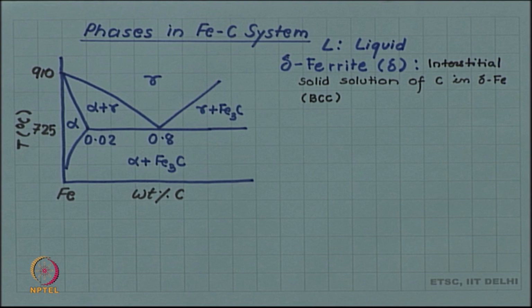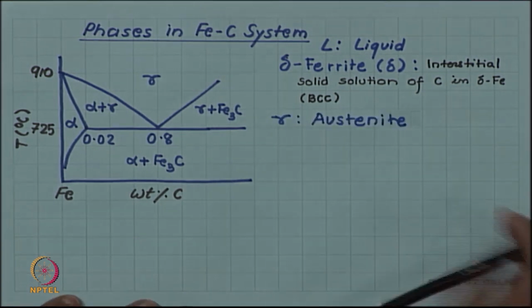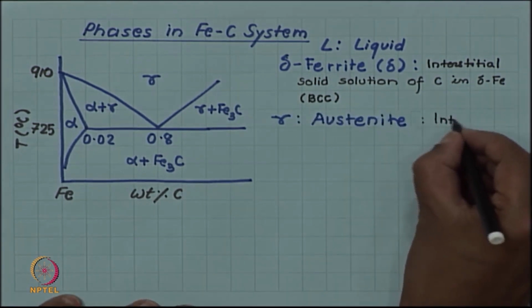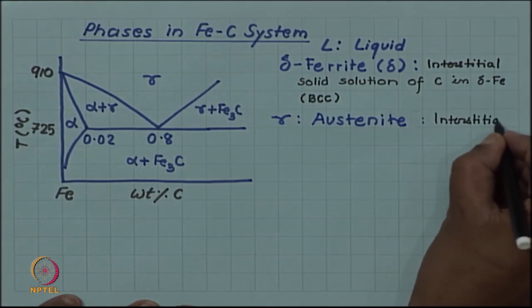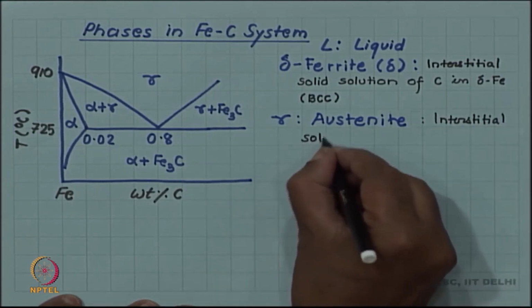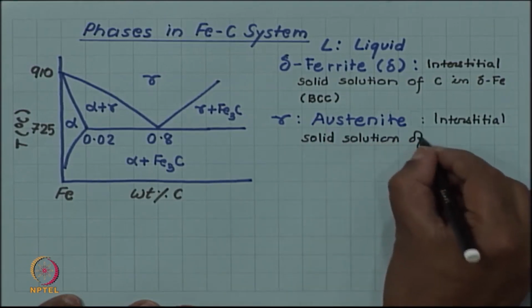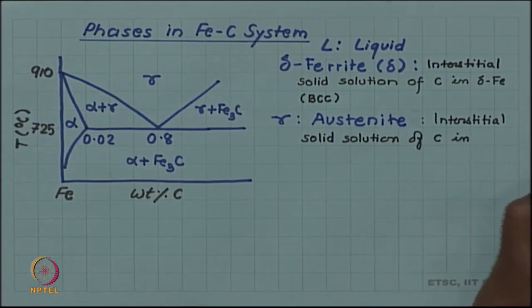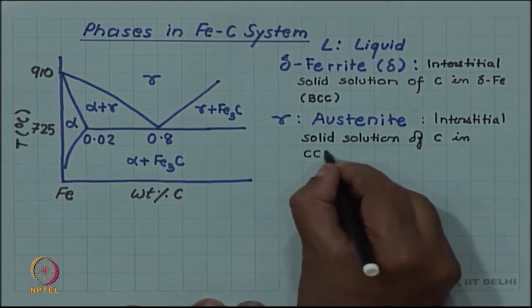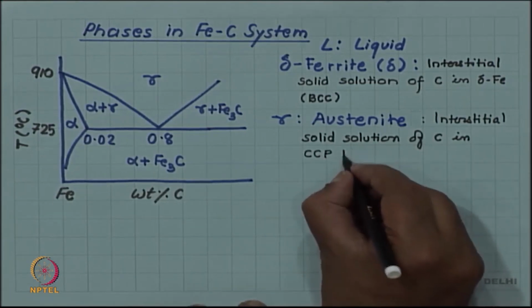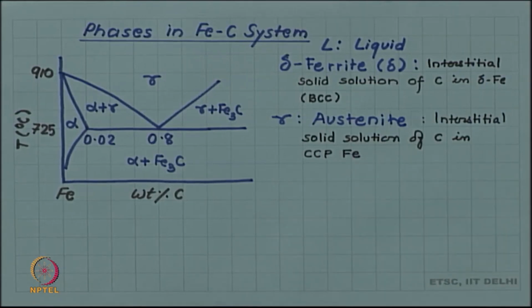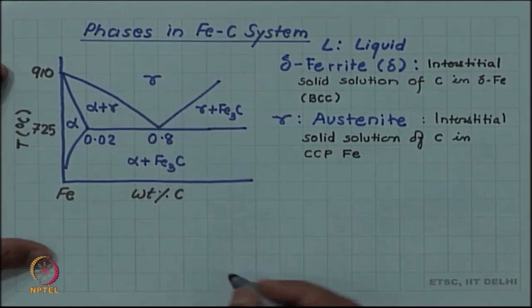Then you have gamma, which is also known as austenite. This is also an interstitial solid solution of carbon in CCP iron, cubic close packed iron. So the structure will be CCP. So this is called austenite, which you see in this part of the diagram.